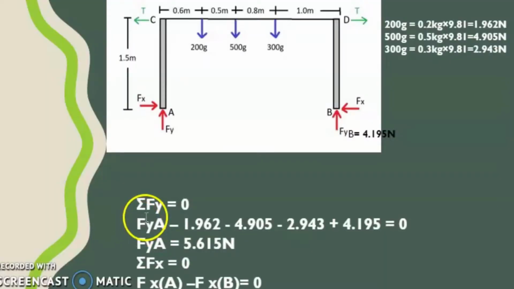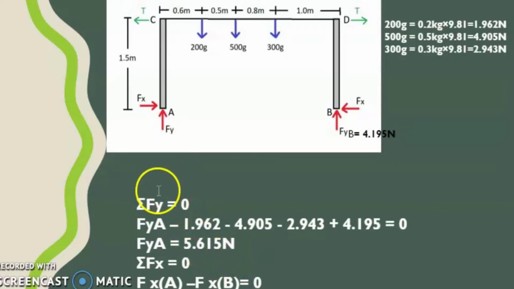Hello, I am Amal Zuwaidi. So to find FYA at point A, as we know the sum of forces in the y direction is equal to 0. So FYA minus 1.962 minus 4.905 minus 2.943 plus 4.195 equals 0. So we get FYA is equal to 5.615 newtons.